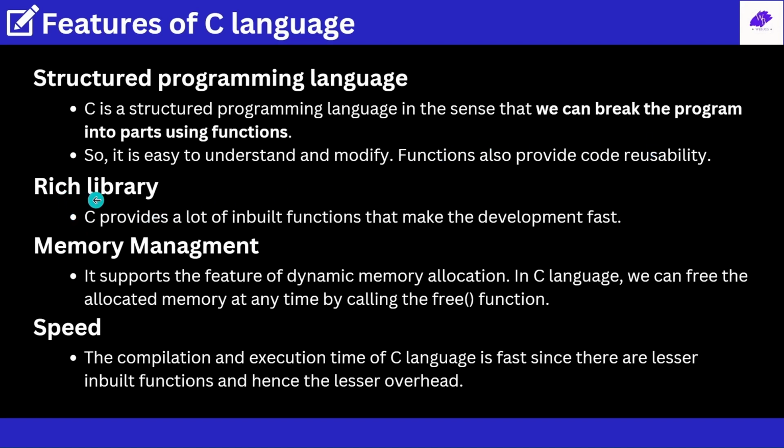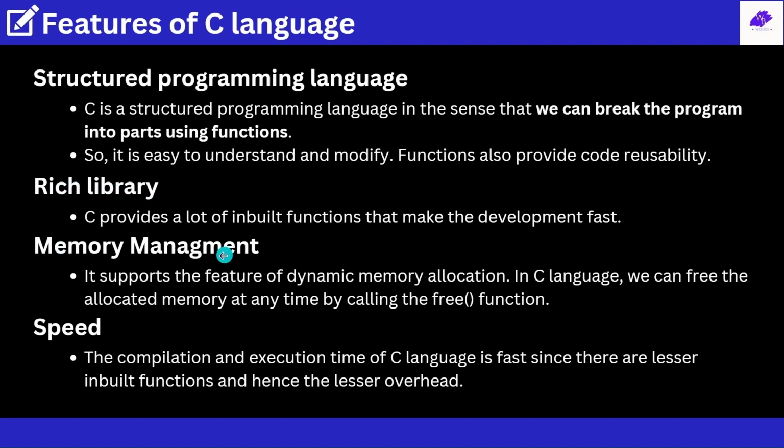Next is rich library. C provides a lot of inbuilt functions that make development fast. For example, you have heard about #include <stdio.h> and #include <conio.h>. These both are libraries which C provides for functions, like input or output functions. The printf function is included in stdio.h. So you do not have to write the logic behind the printf function. You can directly use the printf function as a syntax, and you can directly print whatever you want at the output of a program. So it is included in the library.